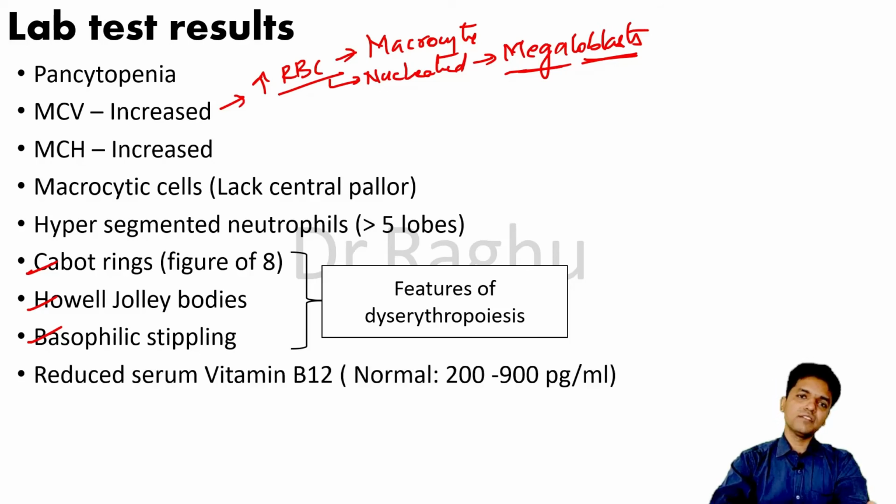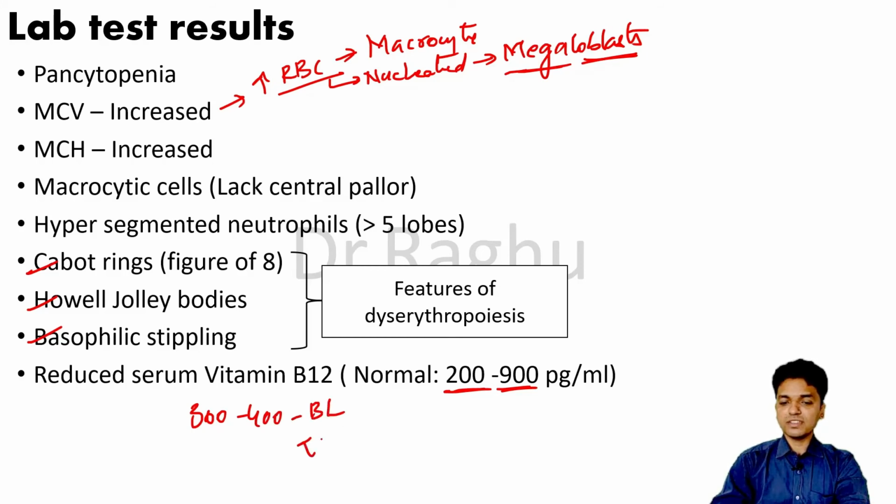When we do serum vitamin B12 levels, the normal serum vitamin B12 level is 200 to 900 picograms per ml. If it is somewhere between 300 to 400, then that is called borderline vitamin B12 deficiency, and less than 200 picograms per ml is suggestive of definitive vitamin B12 deficiency.